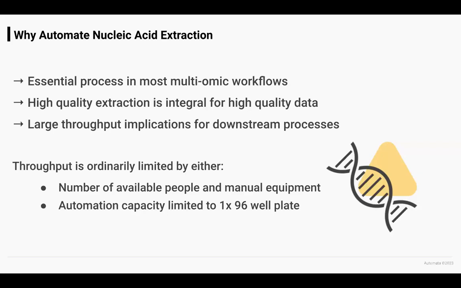And then also, if you have a high throughput extraction, that means it is now not the limiting step, so it allows you to be more high throughput throughout the process. A lot of customers come to us saying this is a bottleneck for us right now, and this is an opportunity to directly impact that bottleneck. Again, the throughput is usually limited by people and manual equipment, if they're choosing to do it manually. And even with automation, you might be limited to just one 96 well plate at a time.